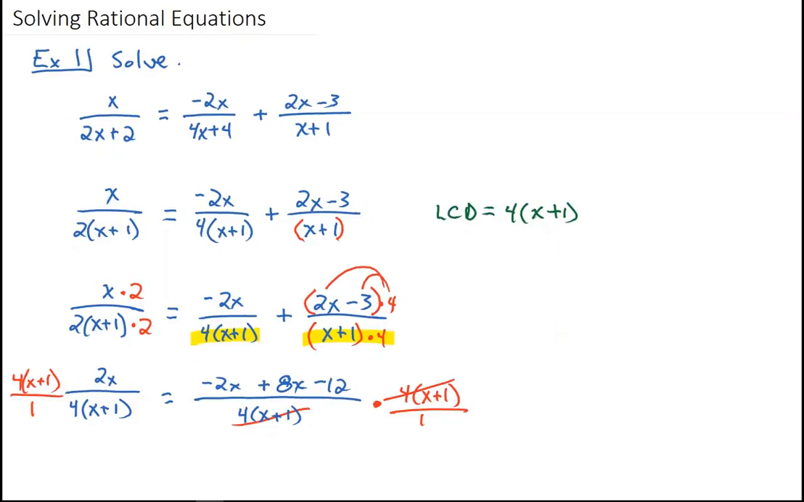And when I do that, it will cancel with the denominator on the left as well. And the reason why that happens is because I took the time to get a common denominator before trying to cancel any of the denominators out. So that means that I can cancel them all in one fell swoop. So now all we're left with is what we have in the numerators, or in this case, 2x equals negative 2x plus 8x minus 12. And I can just solve that equation down. This is actually just a basic linear equation once I get rid of those denominators.